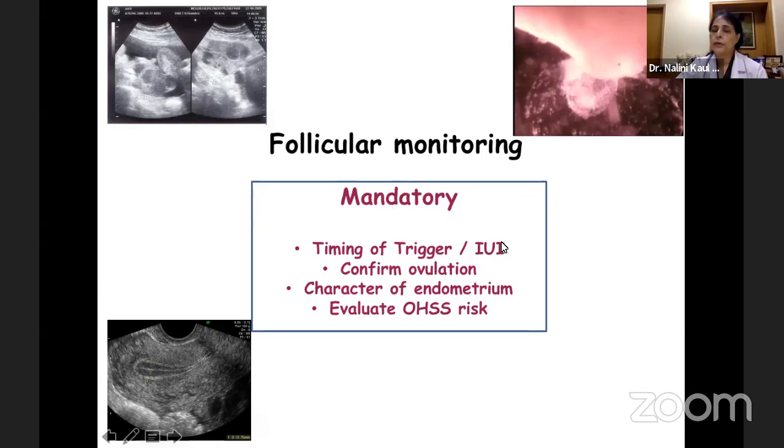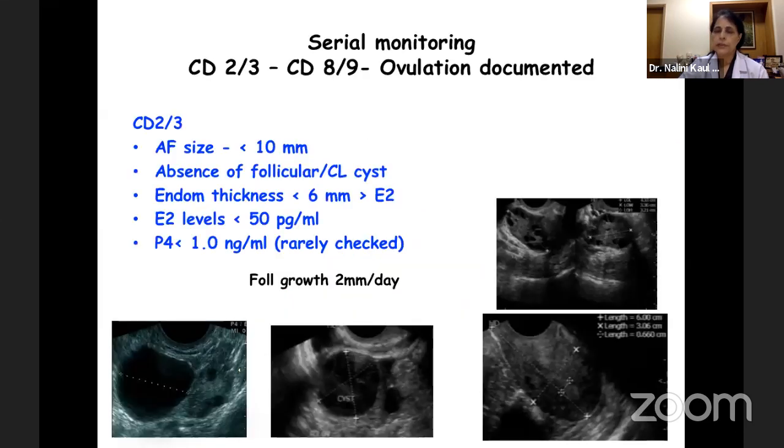If you're doing an IUI, it's a must because you have to time the IUI. You must confirm ovulation and that it's not just a LUF that has happened. You look at the character of the endometrium and evaluate OHSS risks. So, ladies and gentlemen, I will repeat and reiterate that follicular monitoring is extremely, extremely essential when you are doing ovulation induction, because you cannot expose patients to drugs multiple times. They have their own repercussions.